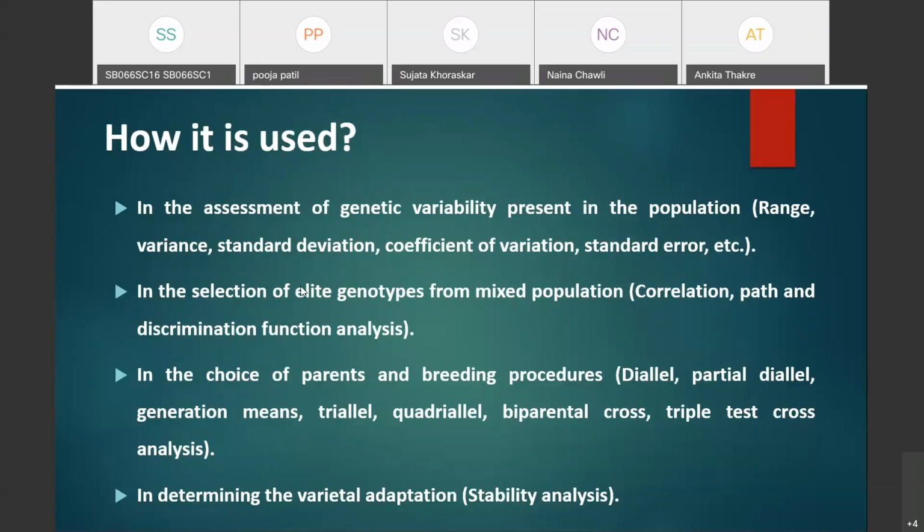Elite genotypes, or simply the superior plants, are the plants which are vigorous and more productive. The biometrical techniques used in the selection of elite genotypes from the mixed population are correlation, path, and discriminant function analysis. These are the statistical procedures used in the selection of elite genotypes from the mixed population.